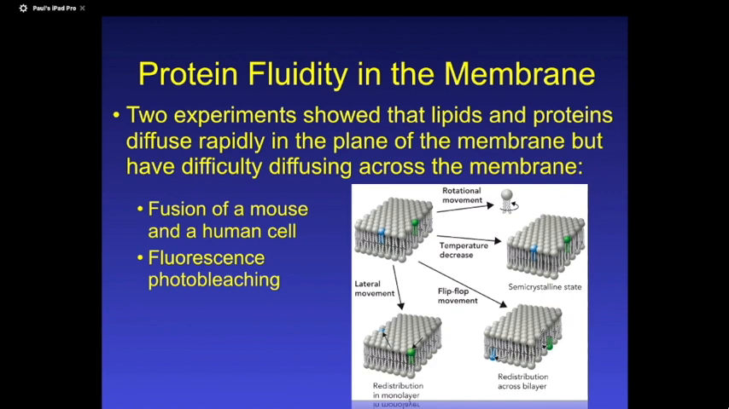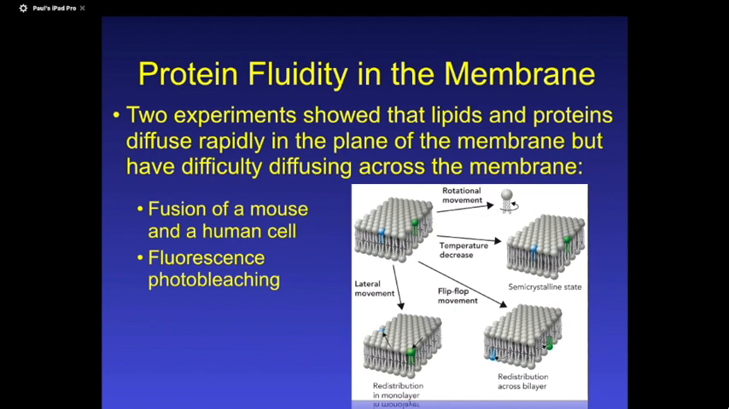All right, membranes. What's bad about learning membranes from a book and pictures? Because they're dynamic. They actually move, and so we don't see that. So here are some experiments that actually told us that, hey, yeah, it does move.